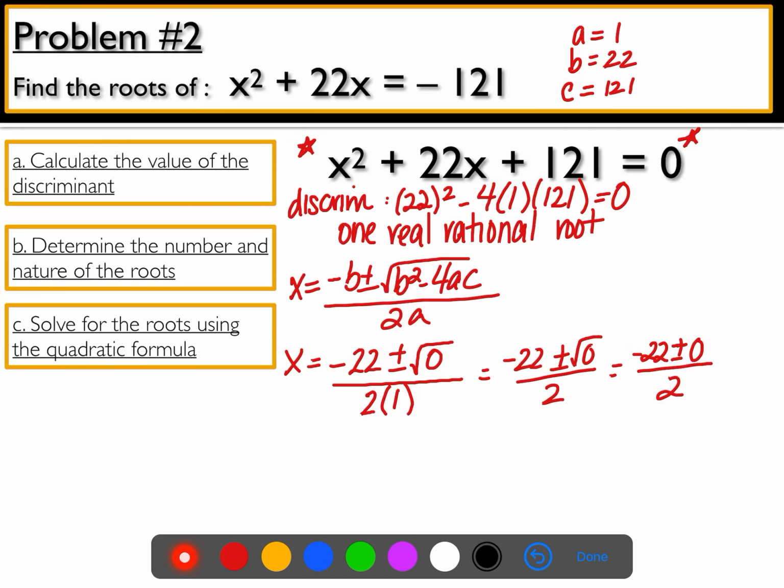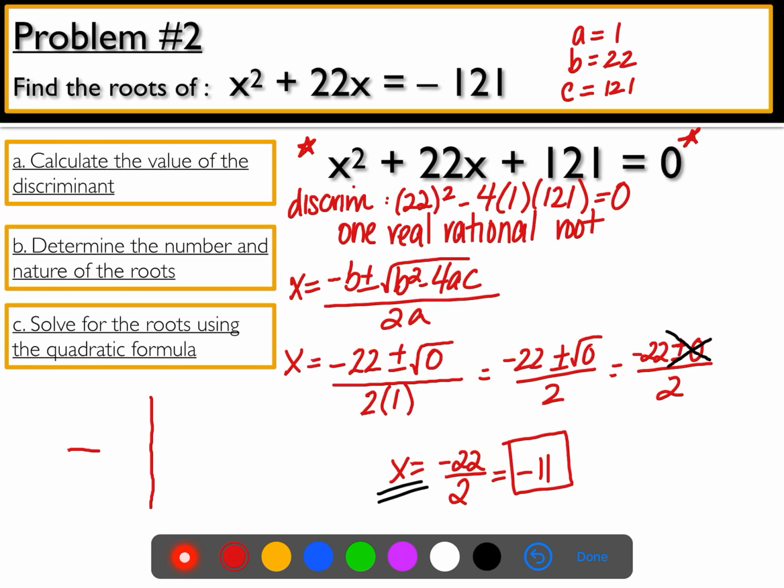Well, plus or minus 0 doesn't change any options. So that allows me to just get rid of that. And we're left with negative 22 over 2, which in this case simplifies out to give us negative 11. Okay, again, make sure you have the x equals written there. But negative 11 is a nice whole number. It's real, it's rational. That is where this function would cross the x-axis. It's only going to cross once, which means that negative 11 is at the vertex.